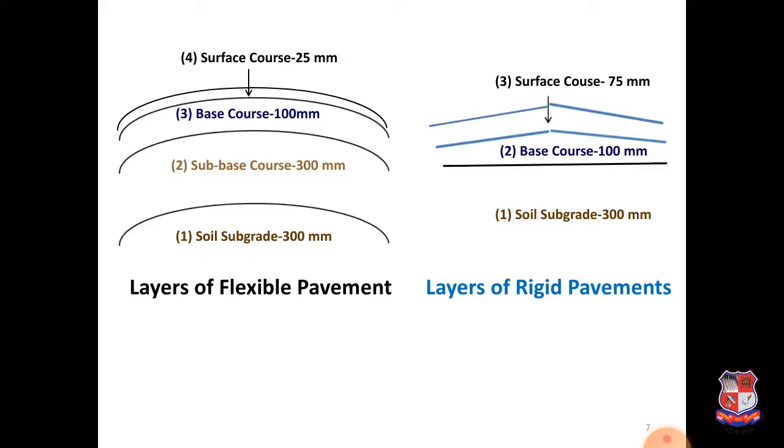Layers of rigid pavements. In rigid pavement, from the bottom, the first layer is soil subgrade, second is base course, and third is surface course. The surface course has thickness approximately 75 mm. We can see the total thickness of rigid pavement is less than the total thickness of flexible pavement.